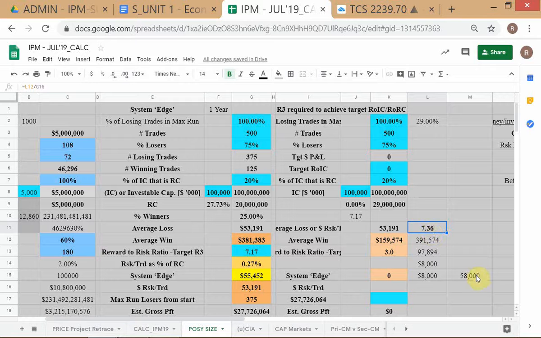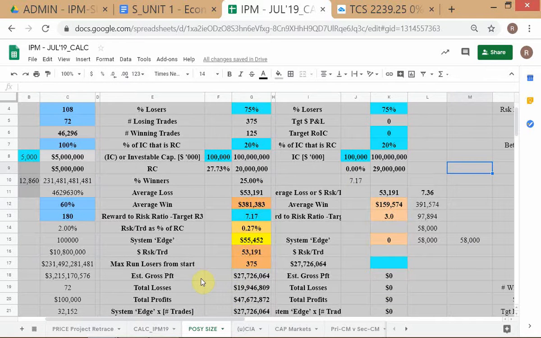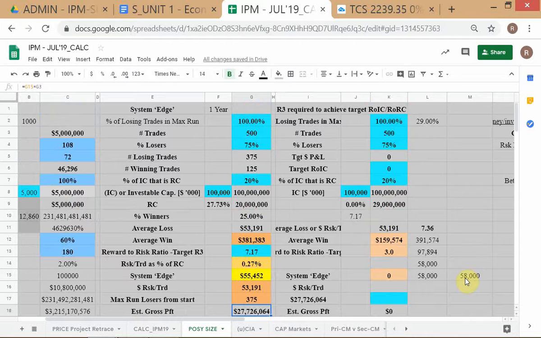Now I'm just cross checking. My question was, just to revise, what is another way of arriving at the estimated gross profit? One is to take total profits, subtract total losses. Another way to come at the estimated gross profit using system edge is what? Estimated number of trades, 500. System edge into total number of trades. That's another way of arriving at estimated gross profit. So that's what I was testing.